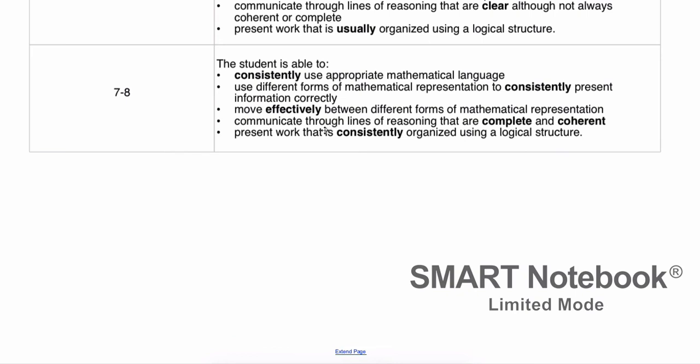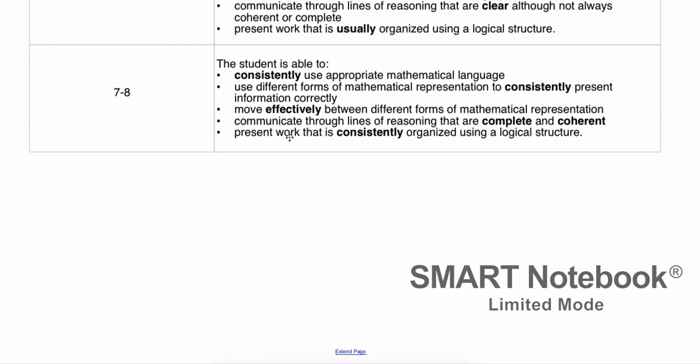Right, the next strand, communicate through lines of reasoning that are complete and coherent. So what does that mean? Your flow of thought should be clear. Coherent means you should not jumble up your explanation and jump around from one to the next and then something else again and so on. But the flow of thought has to be clear. And complete means the reader should not be wondering, what does this student mean? There is some explanation which is not there, so that from one step to the next, it's not very clear what you mean. So try to explain things completely.